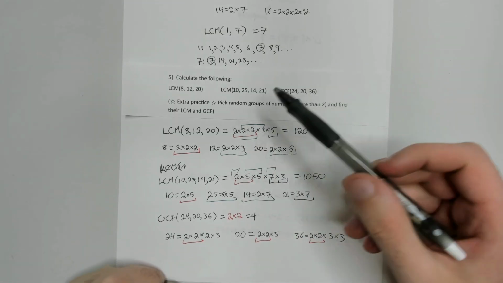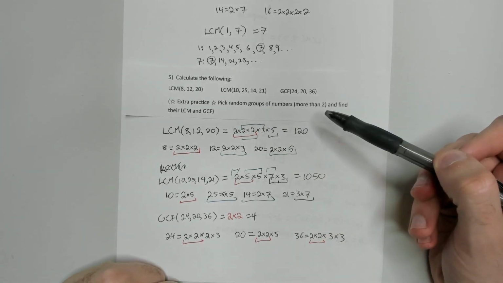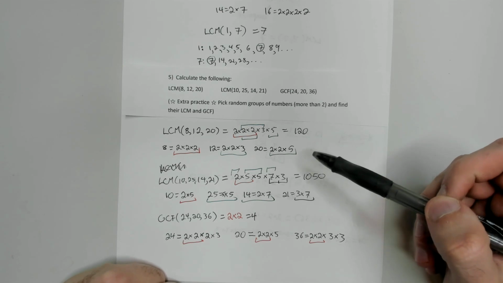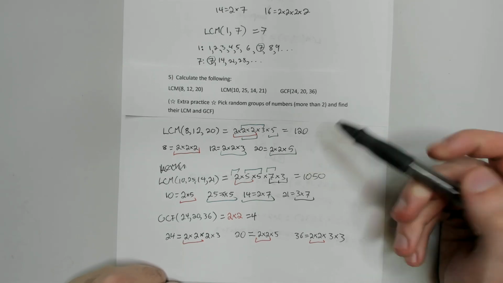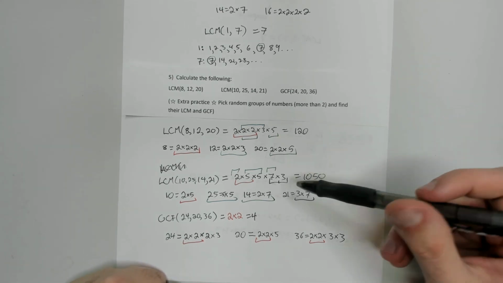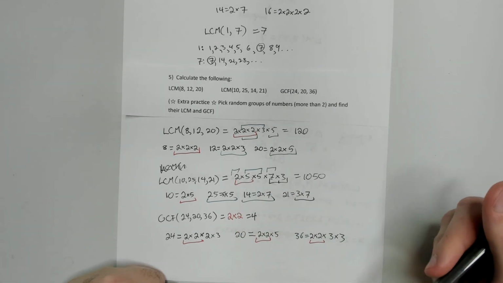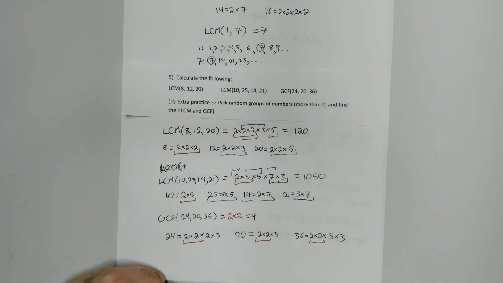And for extra practice with these, you can just pick random groups of numbers, more than 2 this time, so like 3 numbers, 4 numbers, 5, maybe get a little funky with it, go like 10 numbers if you want to be absolutely insane. And then find their lowest common multiple and their greatest common factor. The process is the same, it's just up to you with how many numbers you want to go with.